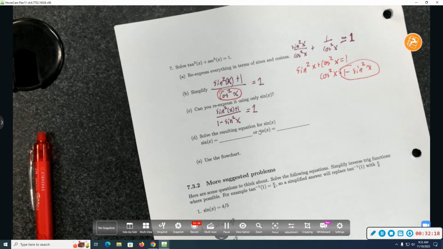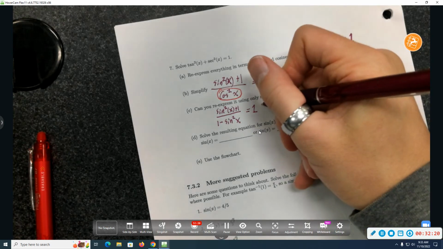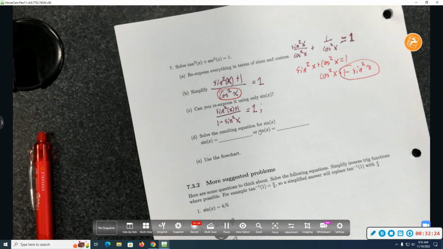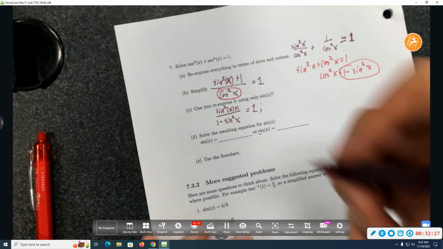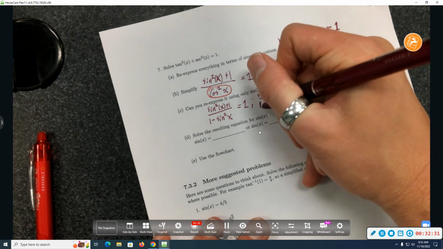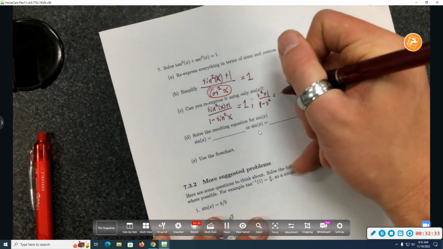So now that there's only one trig function, I'll just imagine the trig function away. I'll invent a new variable name called s. I now need to solve s squared plus 1 over 1 minus s squared equals 1.